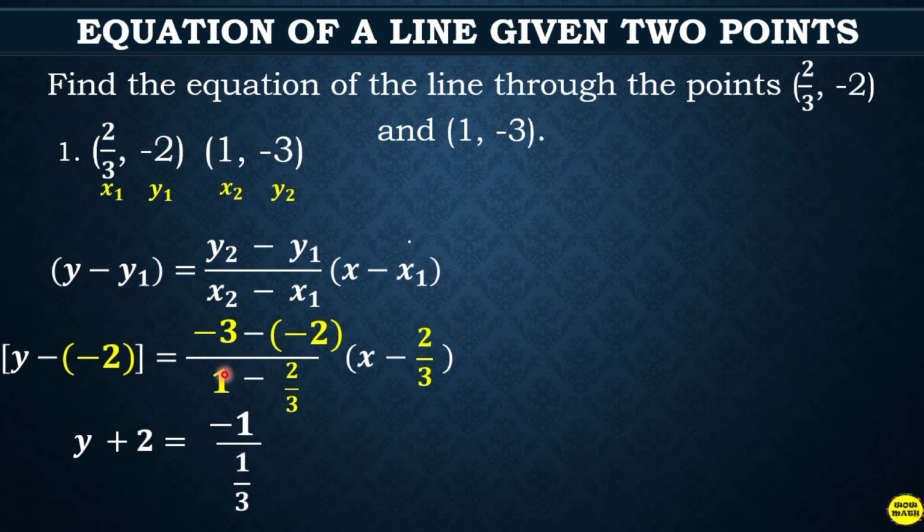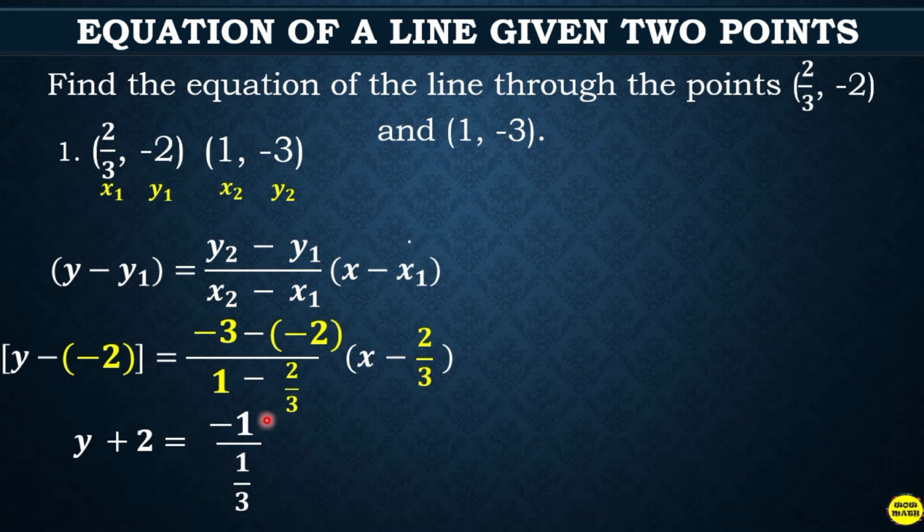1 times 3, that is 3. And then 2 times 1, that is 2. So, 3 minus 1, that is 1. And then, ito yung ating denominator. Ulitin ko, butterfly method. Diba may over 1 tayong denominator dito? So, 1, butterfly method, cross lang. So, 1 times 3, 3. 2 times 1 is 2. So, 3 minus 2, that is 1.